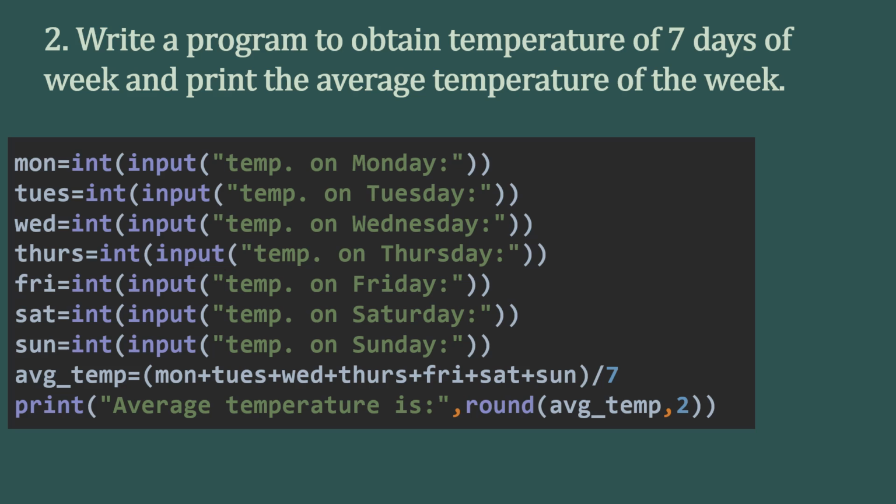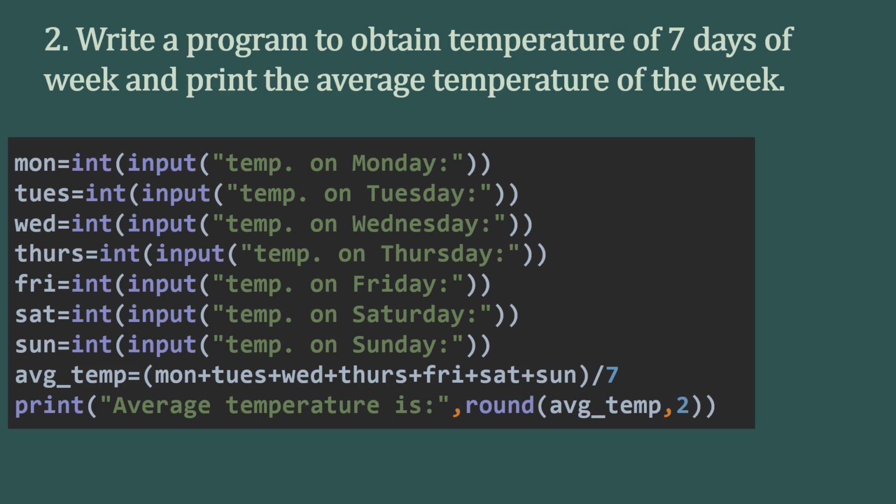Here I have converted it into integer, but if you want, then you can just use float instead of int so that you can pass the decimal values also while passing the value for the temperature. Like this, I have taken the temperature for all 7 days of a week. Now to find out the average temperature, I've just used this method. You have to add all these variables, which are storing the temperature of all the 7 days, then just divide it with 7 and store it in a variable.